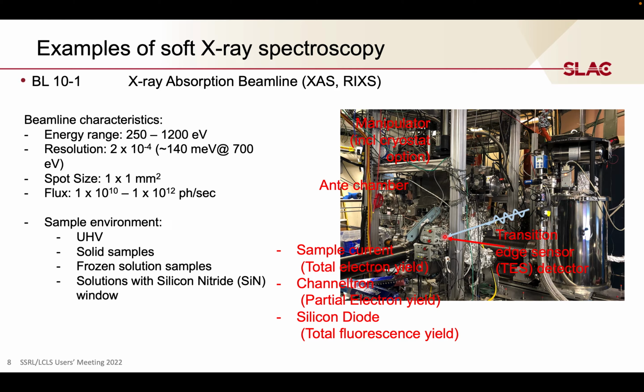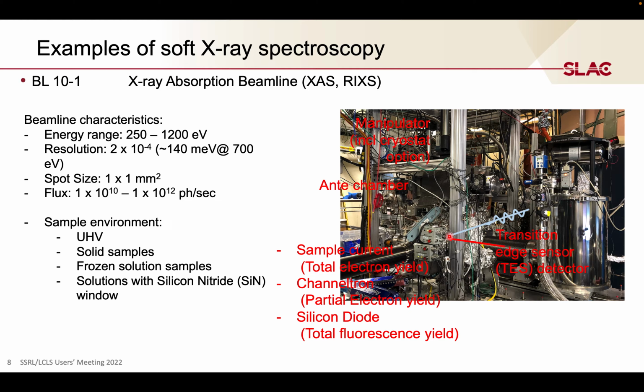The sample is around here, and next to it is a transition edge sensor, like a TES detector, in order to detect the photons. But there's also sample current that you can measure. There's a channeltron for the partial electron yield and a silicon diode for the total fluorescence yield. So everything is within that chamber. In order to get your sample in there, here's an antechamber and a manipulator, so that you can bring your sample from the outside into the measurement position.